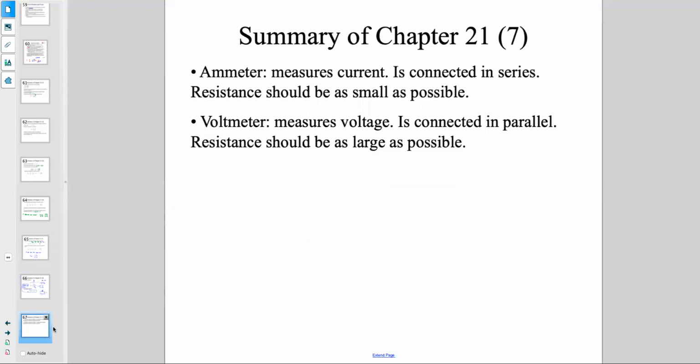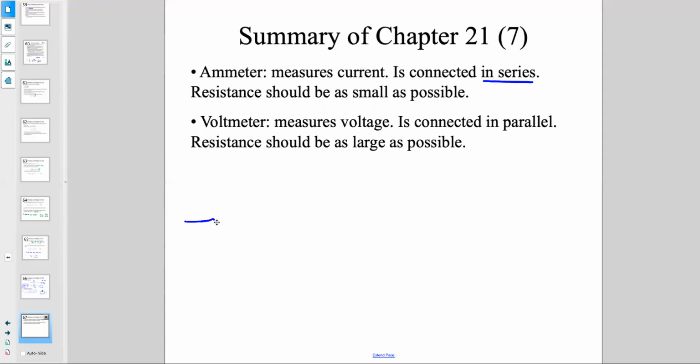So we have ammeters and voltmeters and multimeters. Multimeters can be either ammeters or voltmeters, depending on the setting that you want to use. An ammeter measures the current. It is connected in series, and its resistance should be as small as possible. And voltmeters measure the voltage, and they should be connected in a parallel fashion.